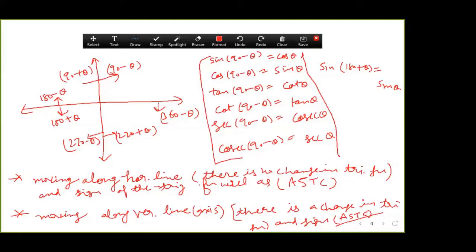180 plus theta. Here, after school to college, you have to apply the concept: tangent and its reciprocal are positive, others are negative. It means you have to get minus of sine theta.